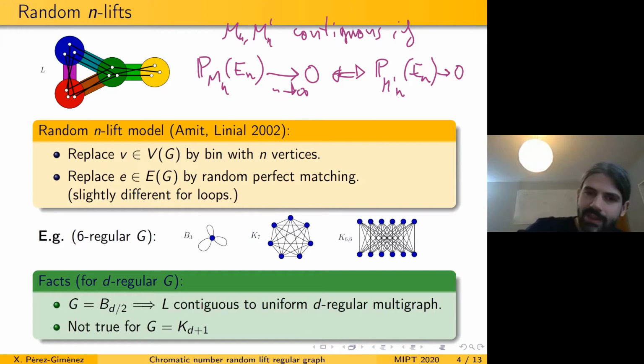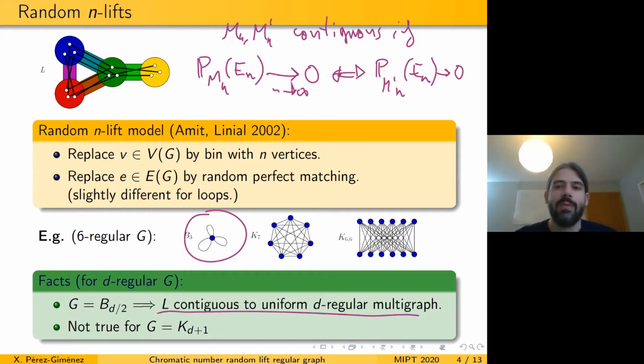It turns out that for the bouquet of d over 2 half loops, the random lift model that you get is contiguous with the uniform model of random graphs that comes from the configuration model. So you have a bag with all d-regular graphs on n vertices, and you pick one at random.